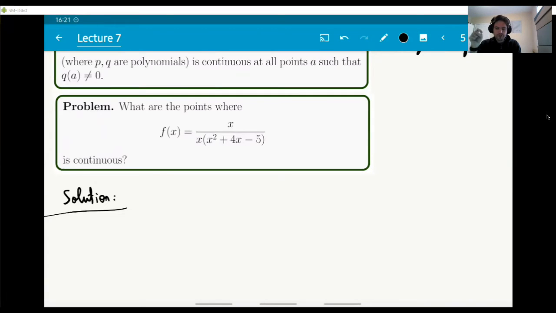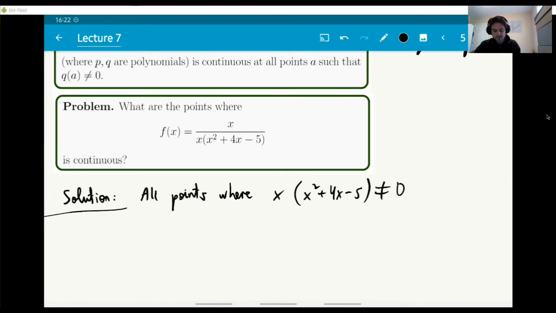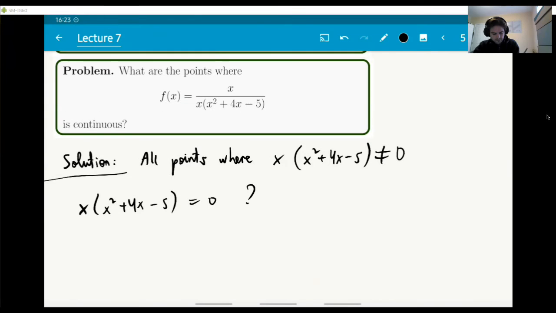So when you look at this function, what are the points where it is continuous? The solution is every point where the denominator is not 0. Solution, all points such that x times this quadratic expression is not 0. Well, where is it going to be 0? Where does that happen?